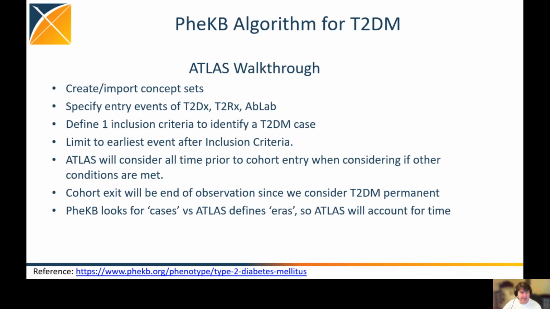The last note on this is that Phi KB looks for cases, as in, is this person a case, true or false, of type 2, whereas Atlas would want to define the eras of time. So Atlas will account for time, where I believe the Phi KB algorithm actually just looks across all time in the patient record. Instead, for us, we will be looking at each of those moments of entry and determining if that person should be included into the cohort.